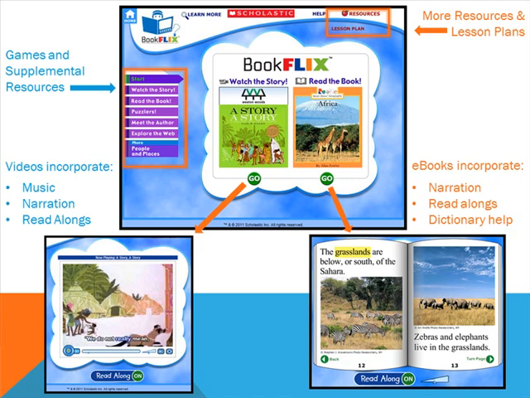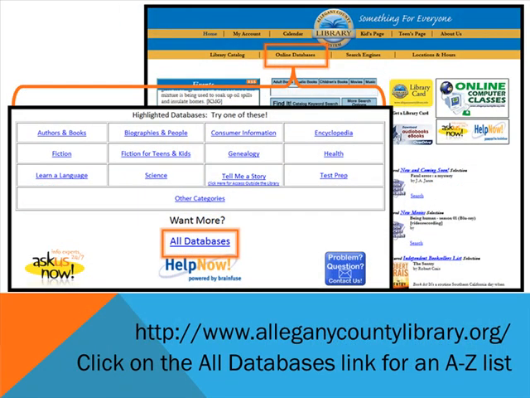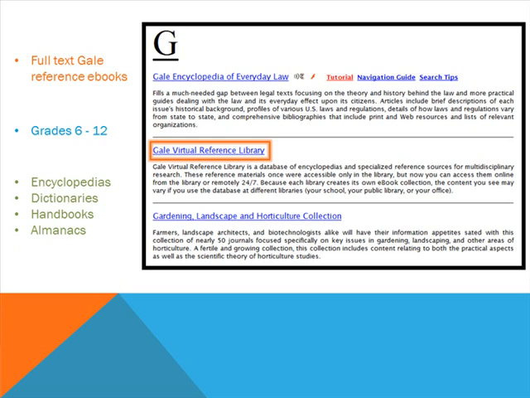The next of which is the Gale Virtual Reference Library. To access the Gale Virtual Reference Library database, we're going to return to the Allegany County Library System's website and follow the steps we saw earlier for accessing the A to Z list of online databases. The Gale Virtual Reference Library, also known as GVRL, is a full-text database of encyclopedias, dictionaries, handbooks, almanacs, and other specialized reference sources which are geared towards students in grades 6 through 12.